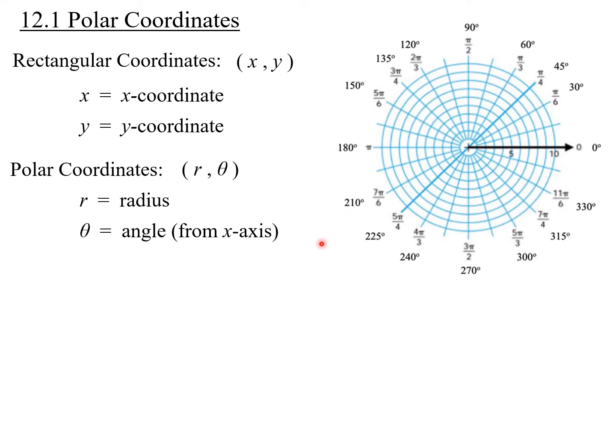Now, as an example, I want to plot this point, 4, pi over 3. First let's consider the angle. So it's on pi over 3, and that is along this line right here. And then the radius is 4. So we're going to count 4 from the origin, and that lands the point right there. So the coordinates of this point in polar coordinates is 4, pi over 3. So we consider the direction first and then the distance from the origin.